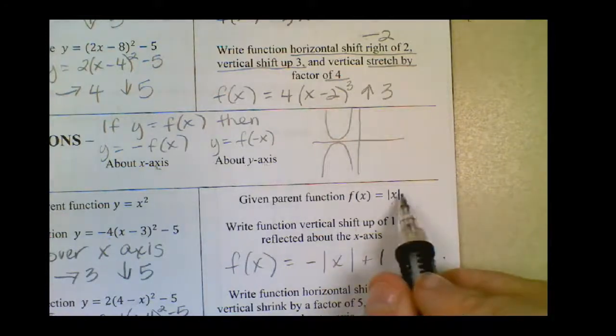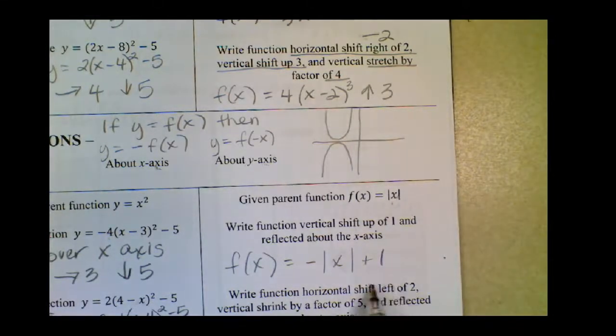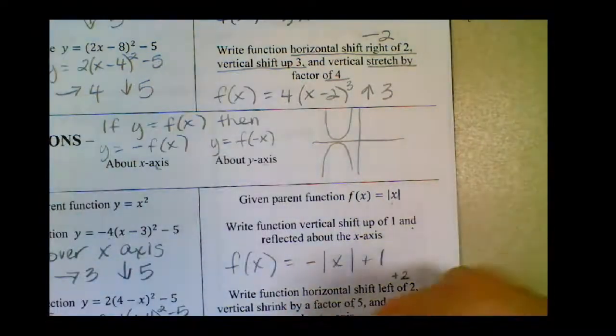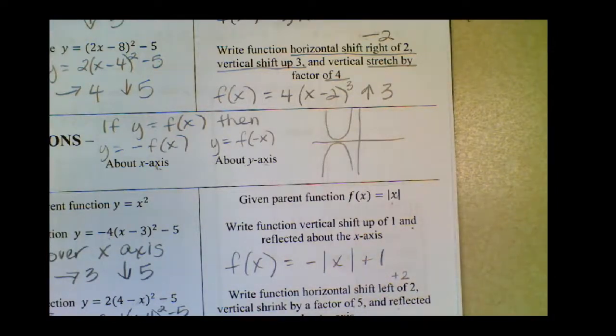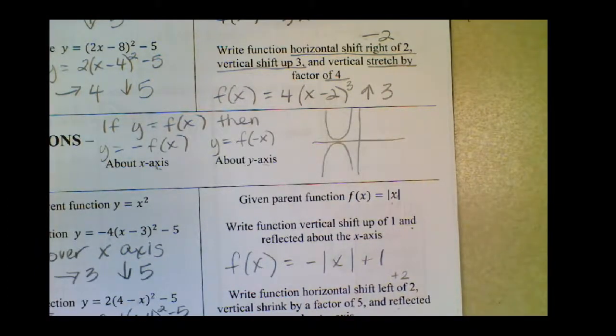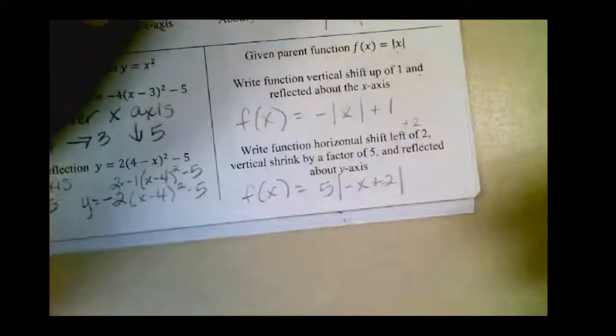Okay, so we're going to take this same thing. We've got a horizontal shift to the left of 2, which means it's going to be positive 2. Vertical shrink factor by 5. And I reflected about the y-axis, which means my x value is going to go negative. So we should have f of x equals 5. Oh, not parentheses. We've got absolute value going on. 5 negative x, and a shift to the left, which would make it be positive 2 within those absolute value bars.